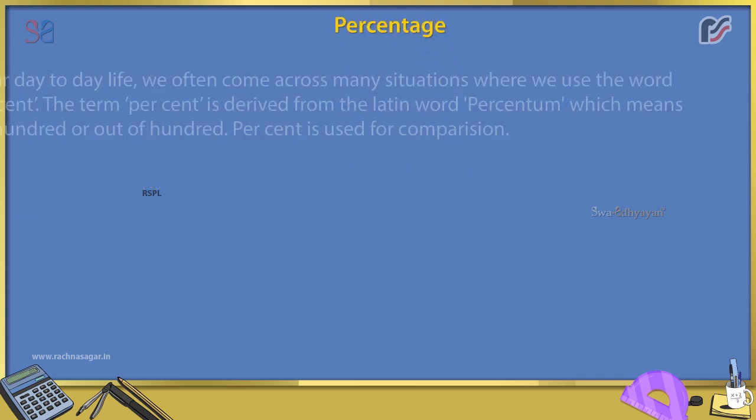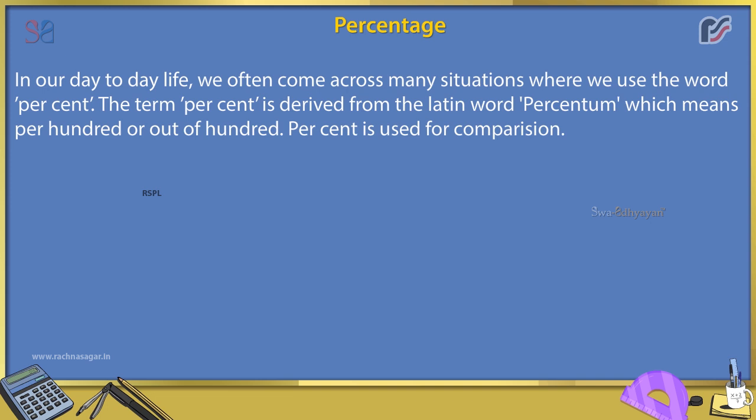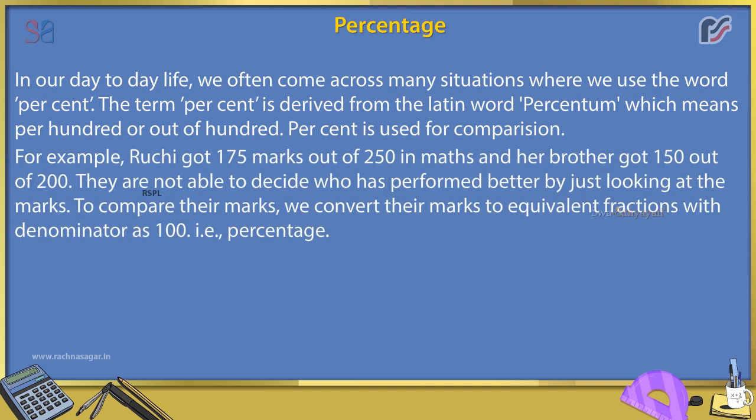Percentage. In our day-to-day life, we often come across many situations where we use the word percent. The term percent is derived from the Latin word percentum, which means per hundred or out of 100. Percent is used for comparison. For example, Ruchi got 175 marks out of 250 in maths and her brother got 150 out of 200. They are not able to decide who has performed better by just looking at the marks. To compare their marks, we convert their marks to equivalent fractions with denominator as 100, that is percentage.